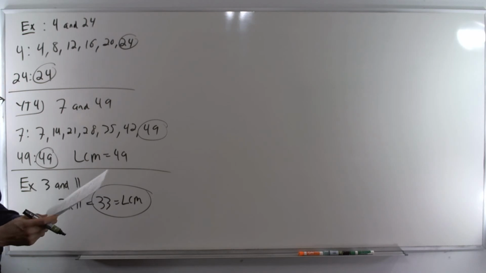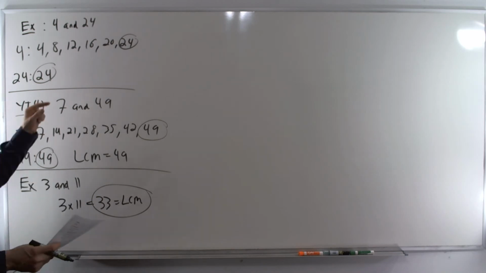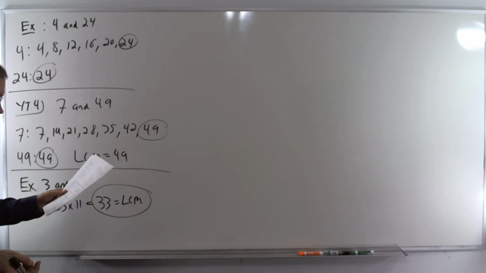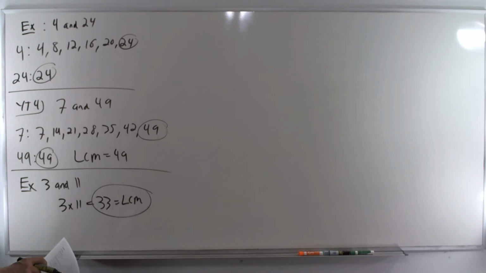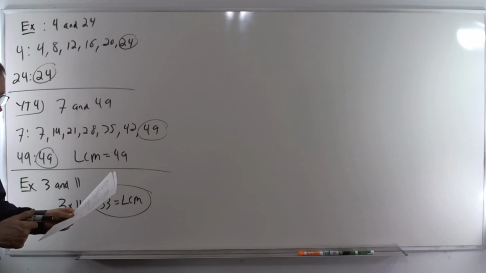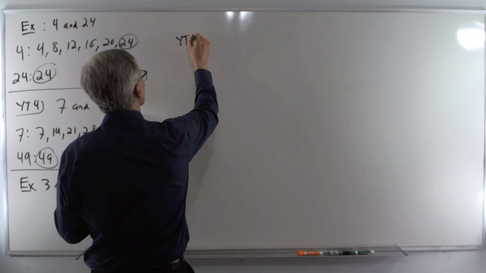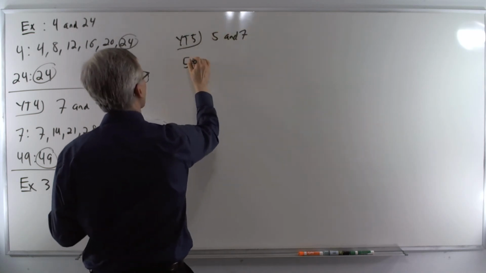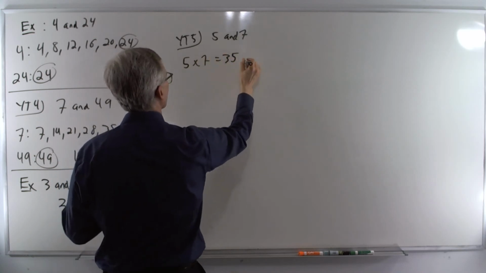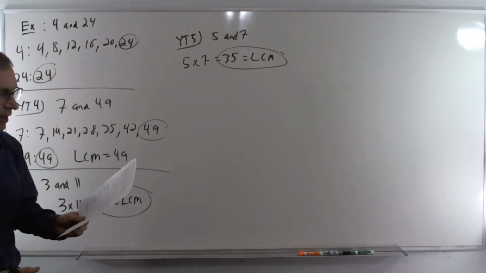And this will also shorten the procedure for creating equivalent fractions with the LCM as the denominator. So being able to recognize prime numbers and remembering this special case, it's a big time saver. Your turn, number 5. Find the LCM of 5 and 7. Multiply them together, we have 35. 35 is the LCM.